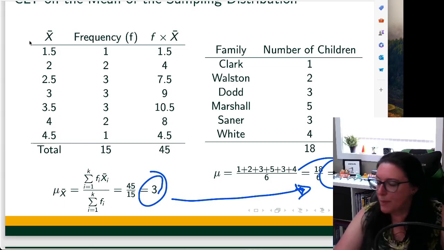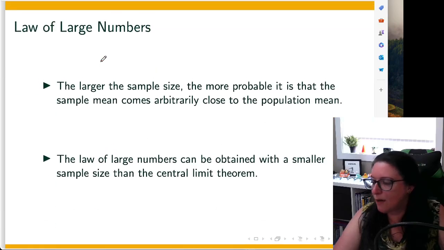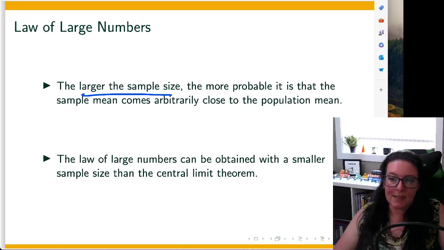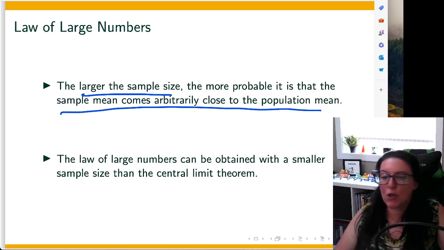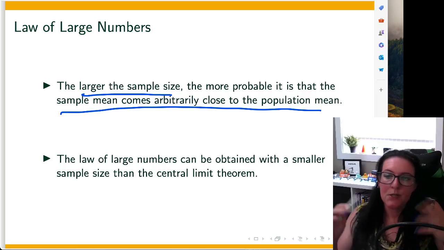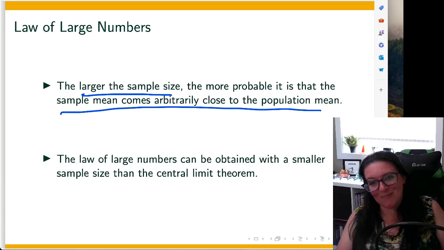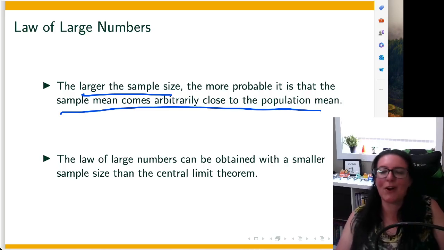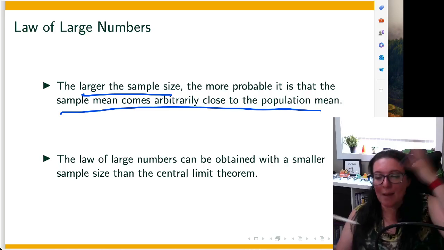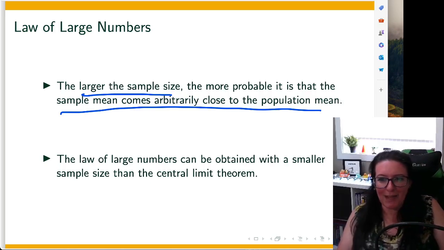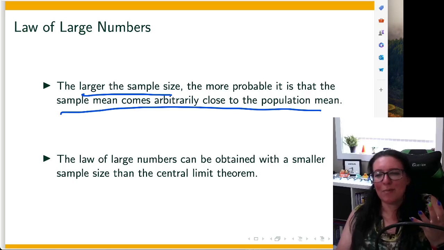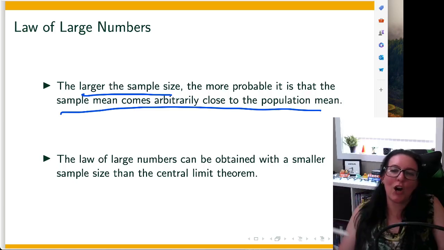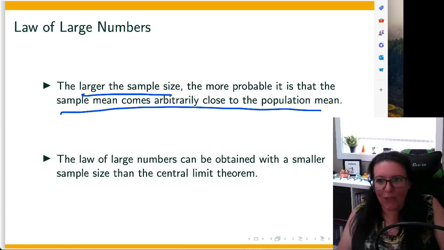So the other thing we need to know besides the central limit theorem is this idea of the law of large numbers. The law of large numbers says the larger the sample size, the more probable it is that the sample mean comes arbitrarily close to the population mean. So think about it this way. If you took a census and you surveyed everybody about their age, then your sample is equal to your population. So you interviewed everybody, in which case the average from your sample and the average from your population are the same because they're all the same people.